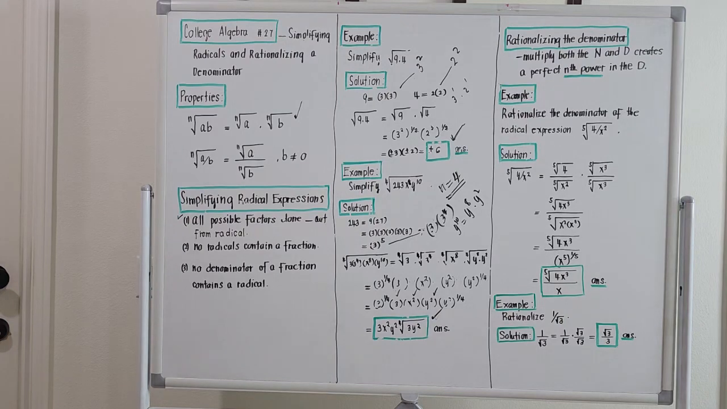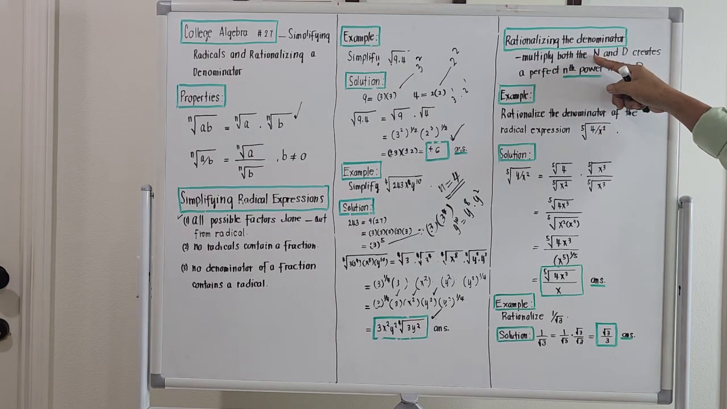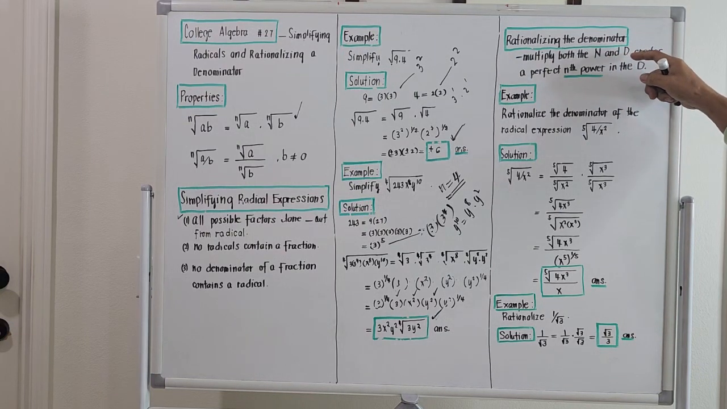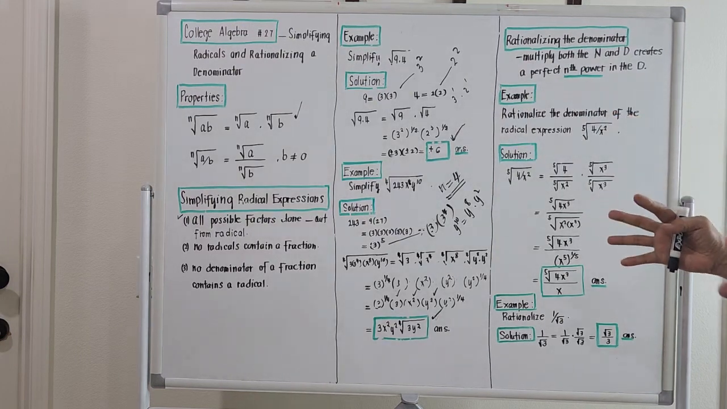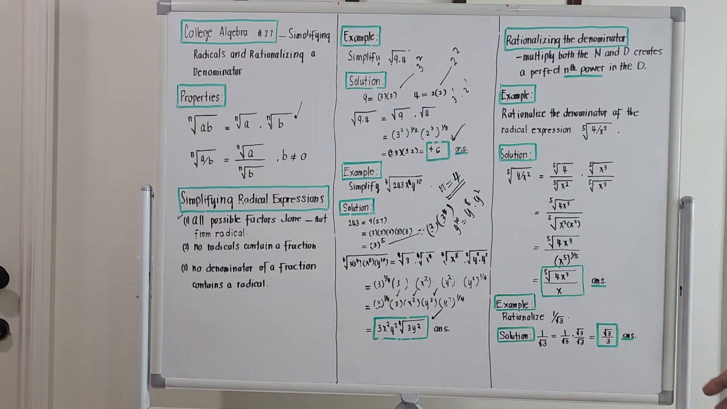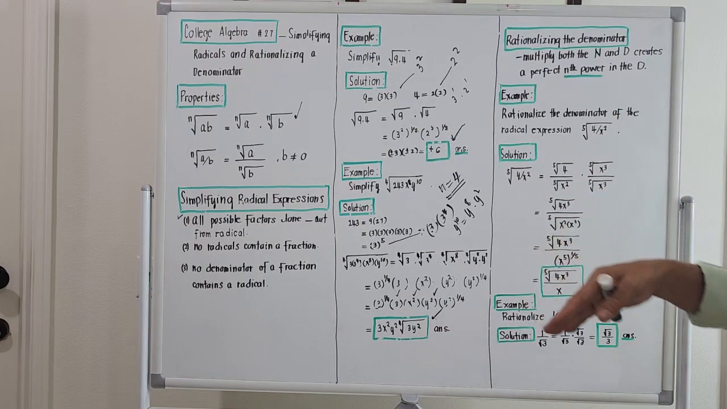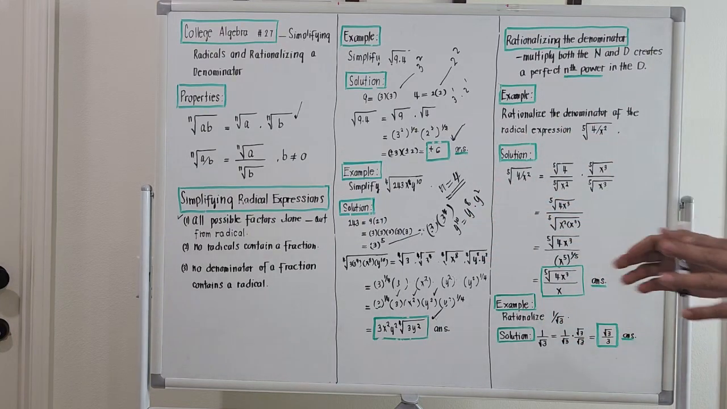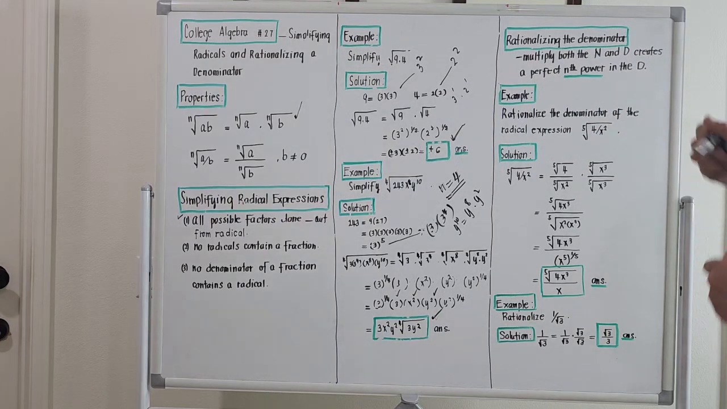Okay? The next topic for tonight will be the rationalizing of the so-called denominator of a radical expression. Rationalizing means we will multiply both the numerator, capital N, and the denominator, capital D, to create a perfect n power. To rationalize a radical expression, we will multiply both the numerator and the denominator to give us a perfect n power.